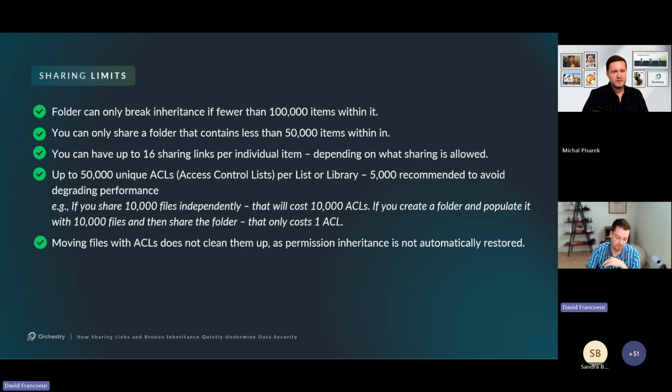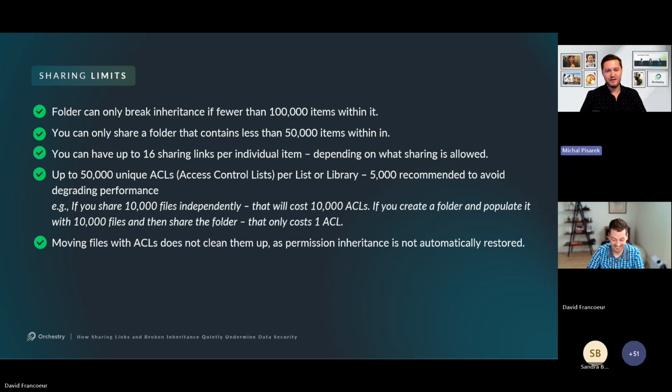Let's talk about a very technical slide here just for a second, because I did a bit of a deep dive into this and I found this fascinating around limits. We actually have customers that have told us that they've run into some of the hard limits around sharing, where they have a site that has so many sharing links, Michael, that they now get an error anytime they try to share anything else. If you're running into these limits, you have massive problems.